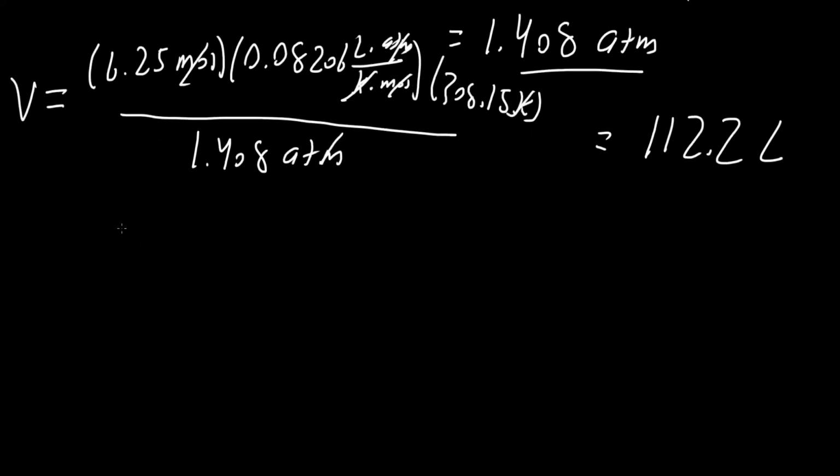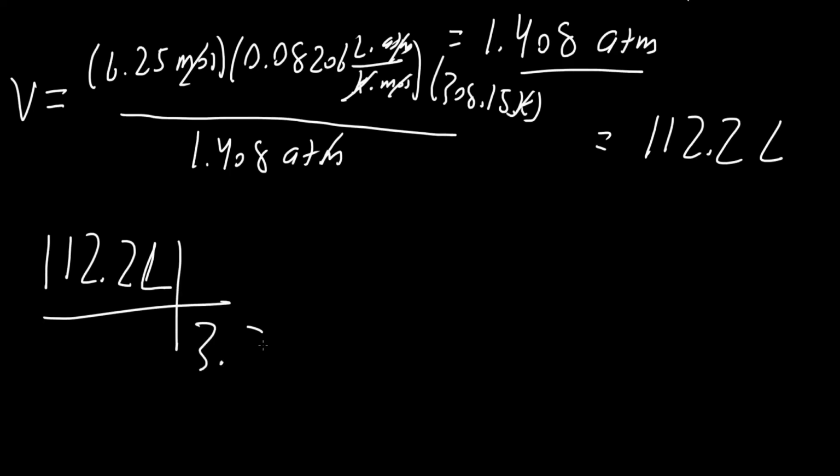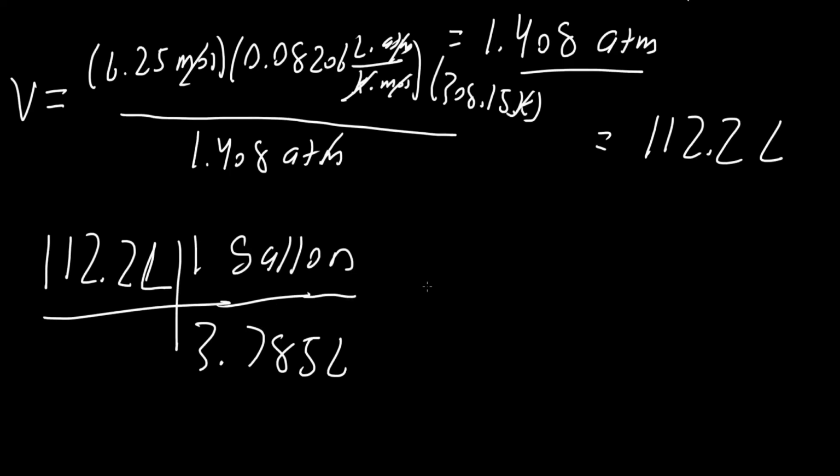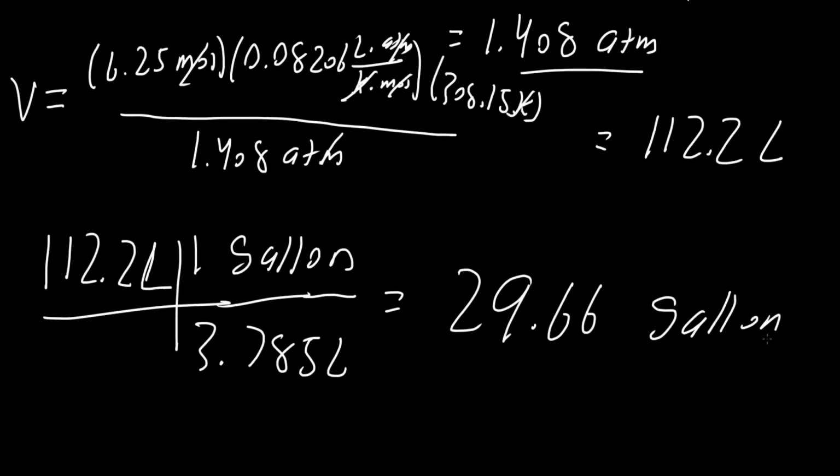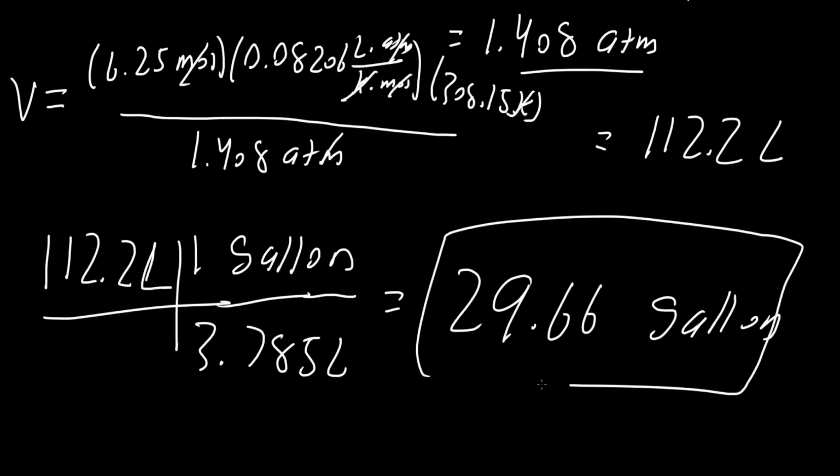But in our given problem statement, we want it in gallons. So converting from liters to gallons is a conversion I think we should all know. So we have 112.2 liters, and we know that 3.785 liters is 1 gallon. I'm guessing you learned this conversion in chemistry class. And if you didn't, now you know. And so this right here would give us 29.66 gallons. This right here is the final answer to our problem.